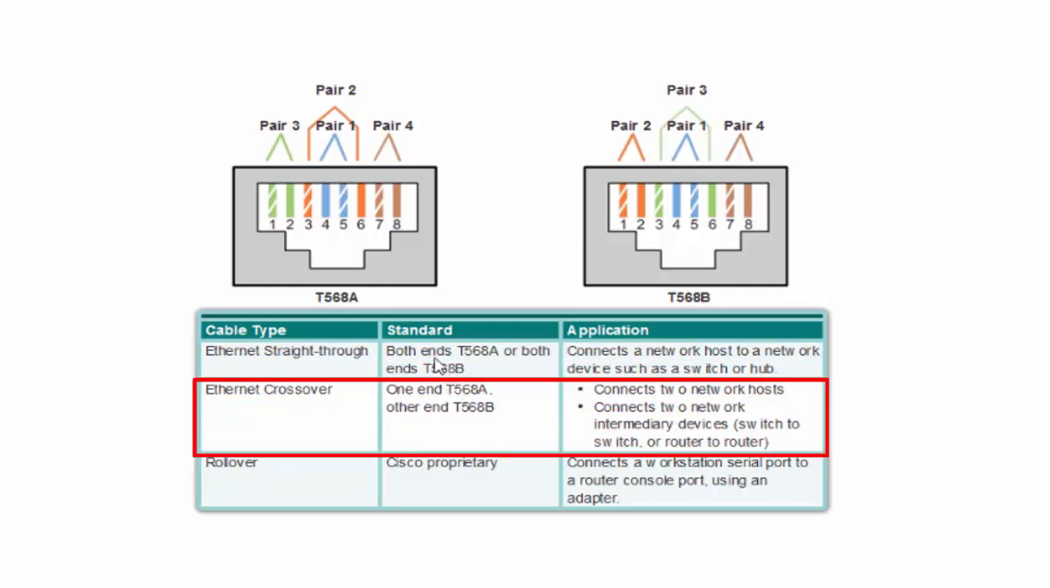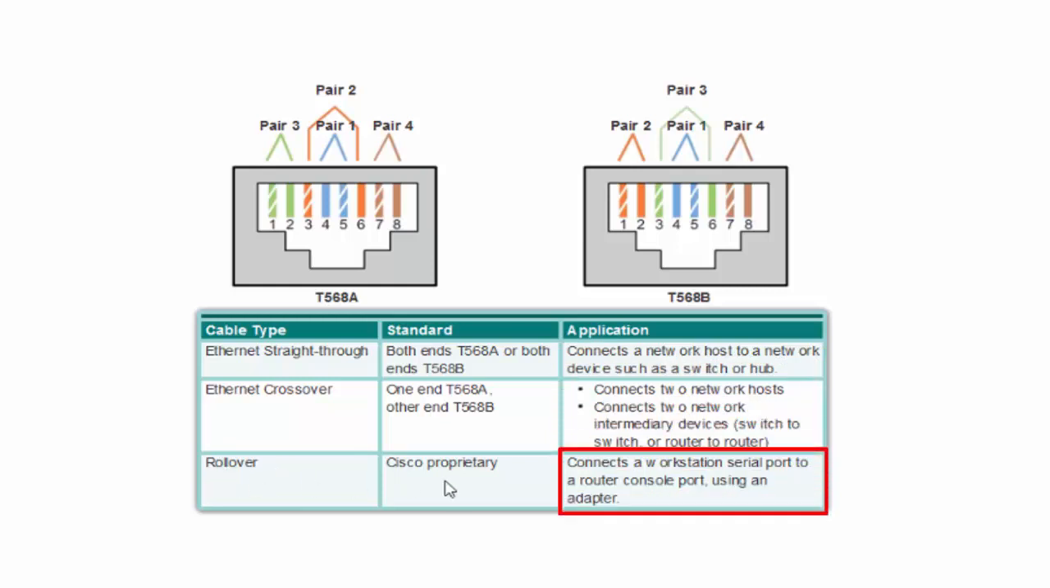The difference between straight through and crossover is that straight through is usually used for connecting different network devices. For example, you connect a host to a switch or to a hub. You use the straight through cable to connect a host to a switch or a hub. Whereas crossover is usually used to connect two devices of the same type. For example, you can connect two hubs using a crossover cable, or two switches using a crossover cable.